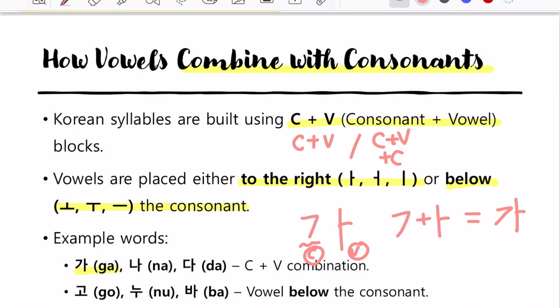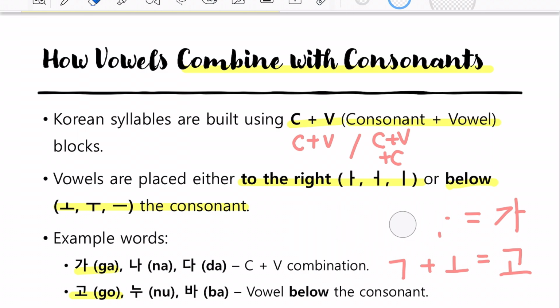But sometimes the vowel goes below the consonant. Let's take this ko as an example. There's giyeok and plus o means it becomes ko. This time, as you can see, the vowel is actually below the consonant, not on the right side. So vowels can be either on the right side or below the consonant. I'm gonna erase this one, so anyone who wants to, screenshot this one to practice.